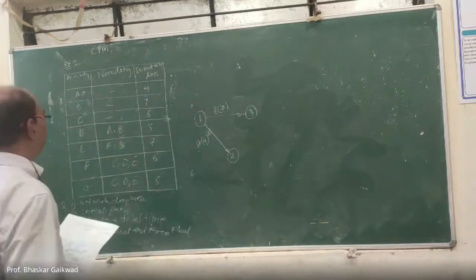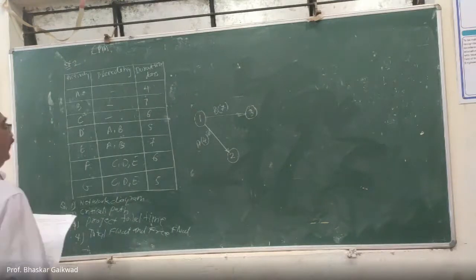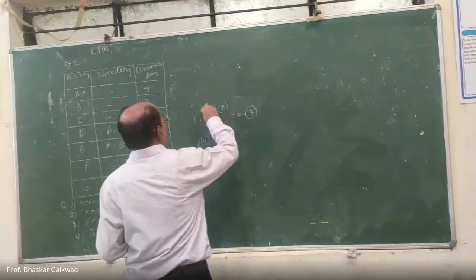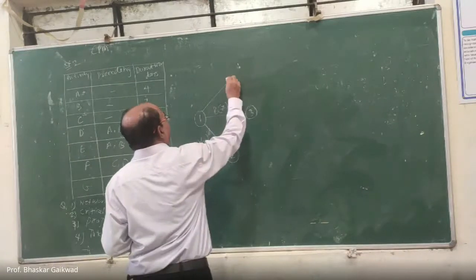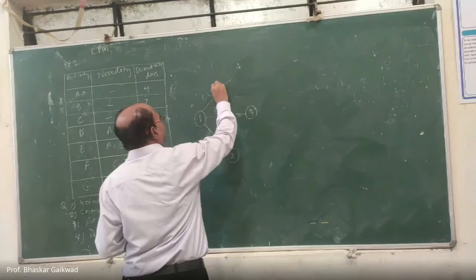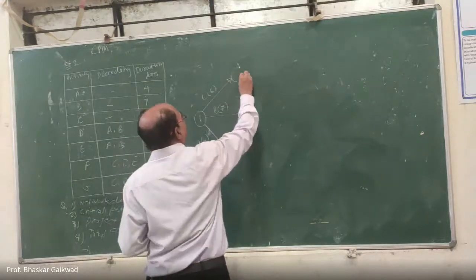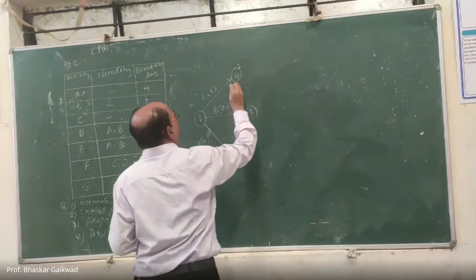After that, C activity is there. C activity will start like this way. What is that duration? 6, and node number 4.